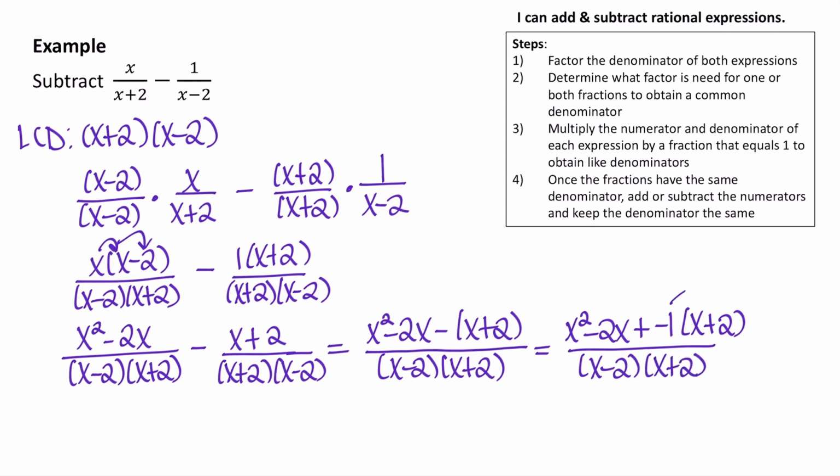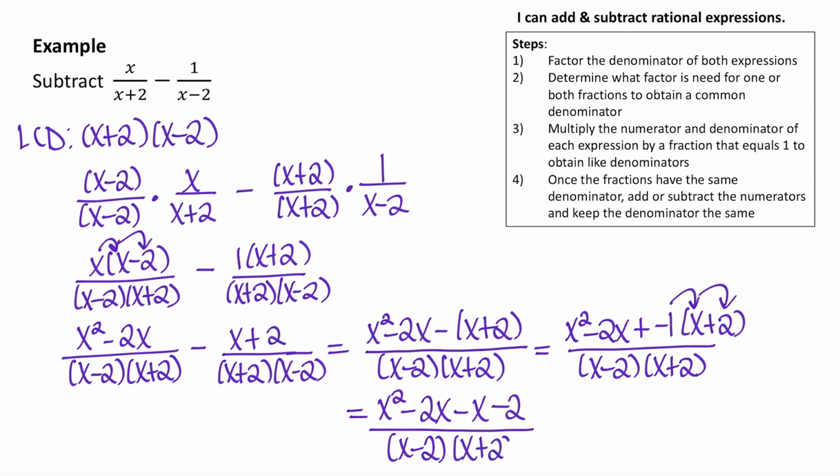So let's go ahead and distribute that negative 1. So we have now x squared minus 2x minus x and then minus 2 over x minus 2 times x plus 2. So let's go ahead and combine the like terms. So these two like terms in the middle are going to combine. So we have x squared minus 3x minus 2 over x minus 2 times x plus 2.